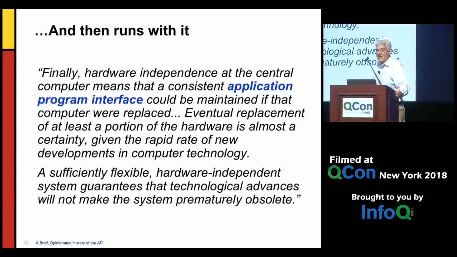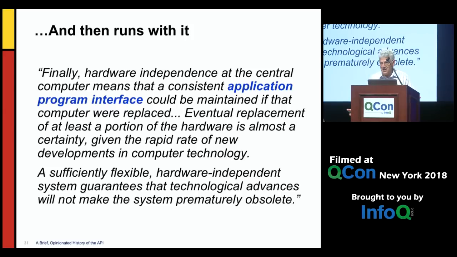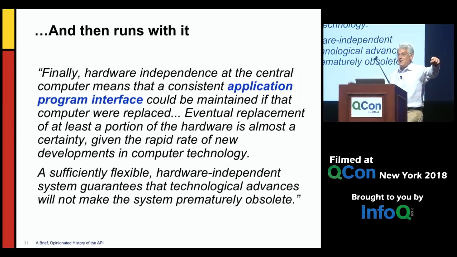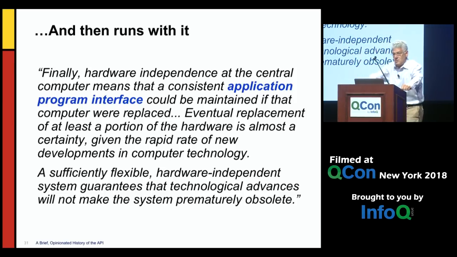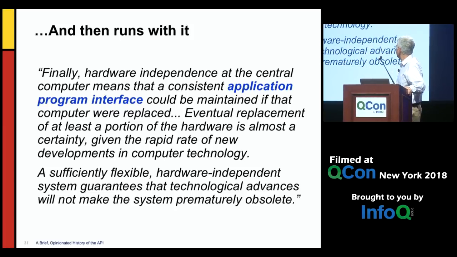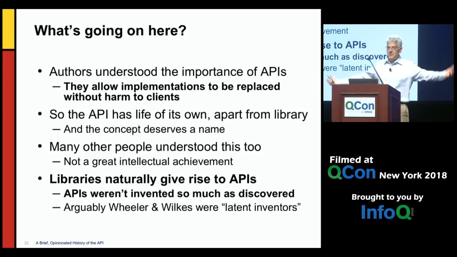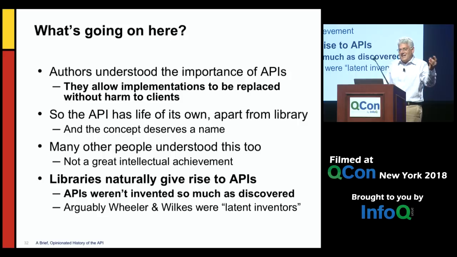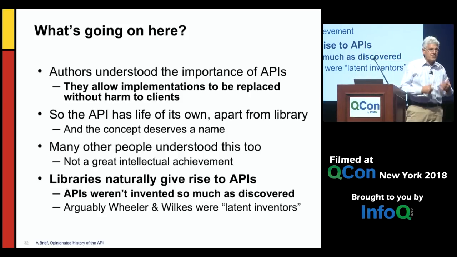So it's key that they understand the value proposition of APIs, that APIs represent the glue which allows you to put a new implementation of a library underneath existing code so that you keep the value in that code and in your knowledge of the API. So what's going on? The authors understood the underlying concept, and that the API had a life of its own apart from the library. And once you have this sort of freestanding entity different from the library, it deserves a name.